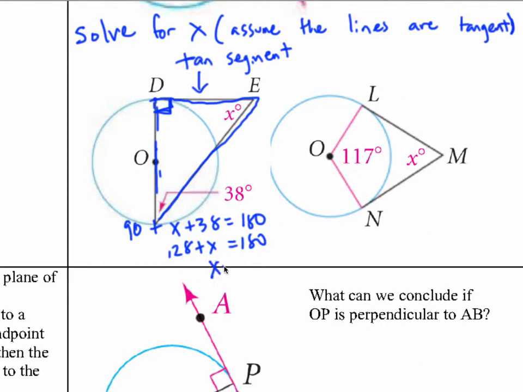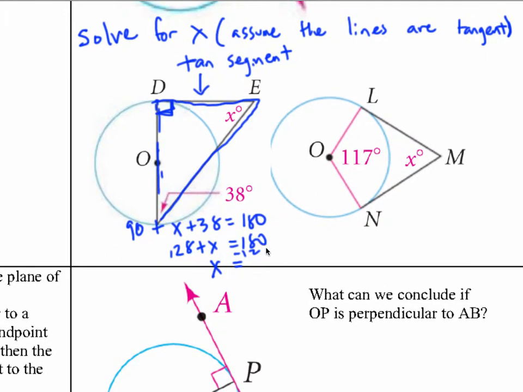Subtract 128 from both sides. So if you subtract 120, 180 minus 120, that's 60. Then subtract 8 more, so 60 minus 8 is 52. x is 52.